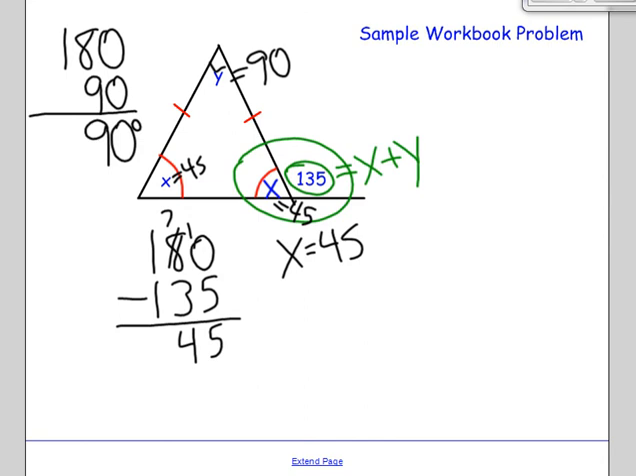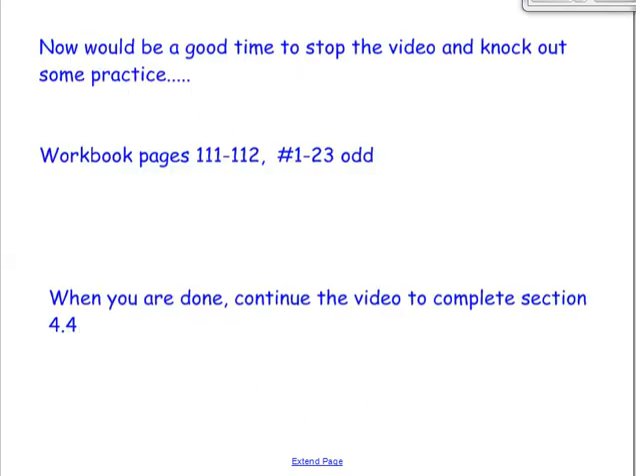So you've got x and y. Okay, go ahead and stop the tape now and knock out the workbook. It's pages 111 and 112. Knock out numbers 1 through 23 odd, just the odd problems down to 23. If time is short, try to bias yourself more to the backside, to the harder problems. Those are more what's going to be on the test.